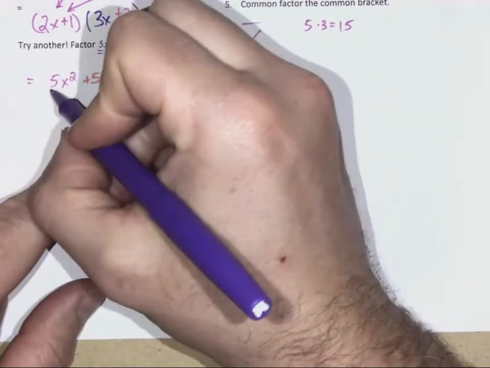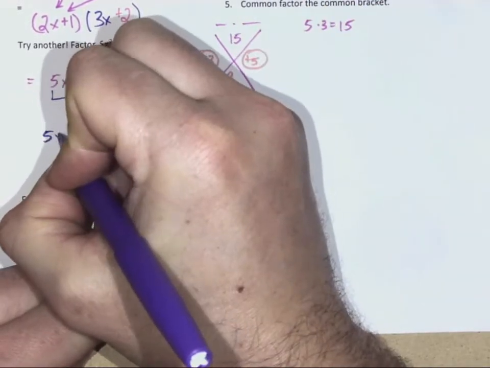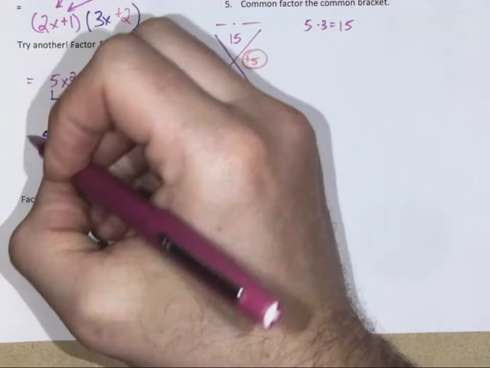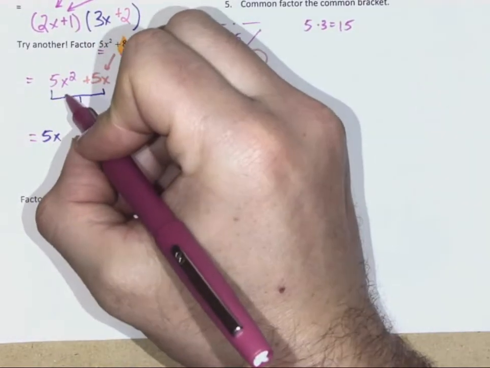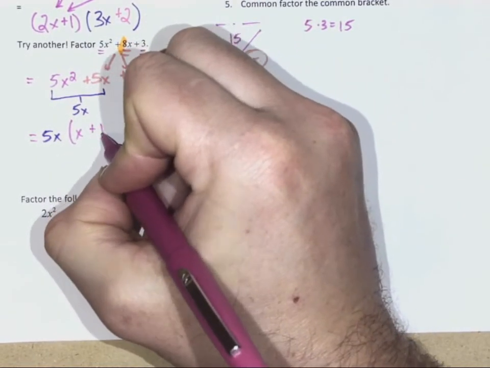So again, I look at the first group. I can common factor out 5x. What's left over? 5x squared divided by 5x is x. 5x divided by 5x is 1.